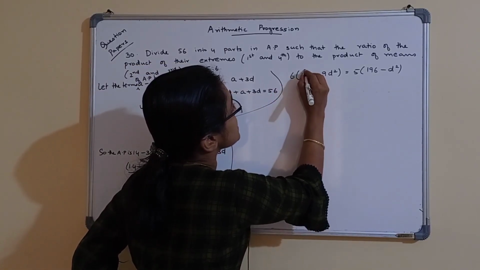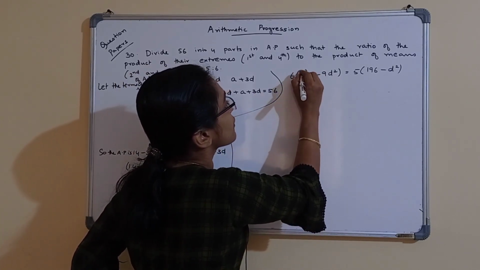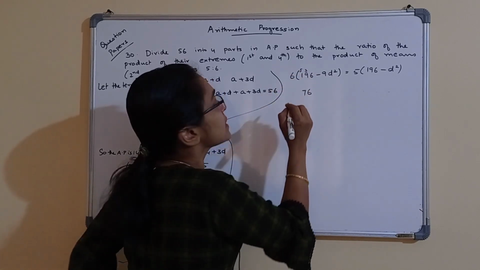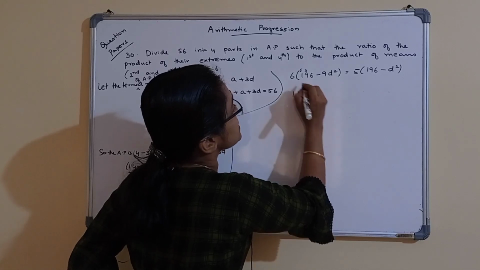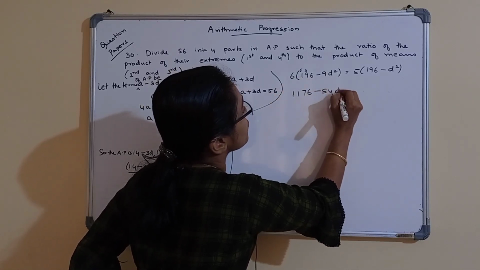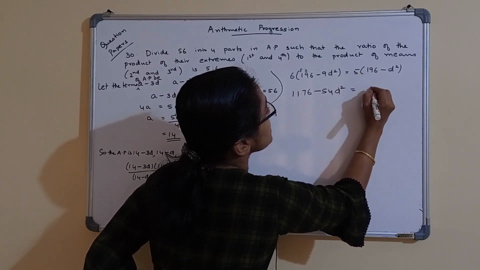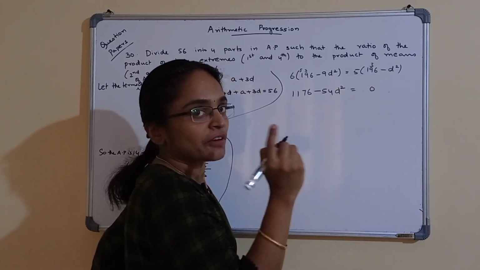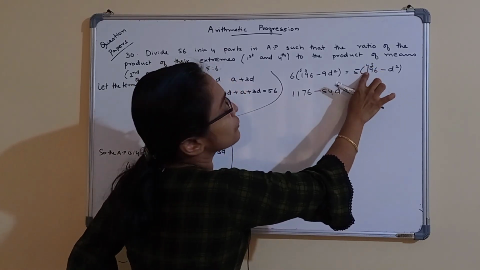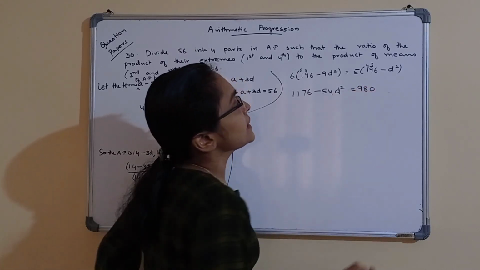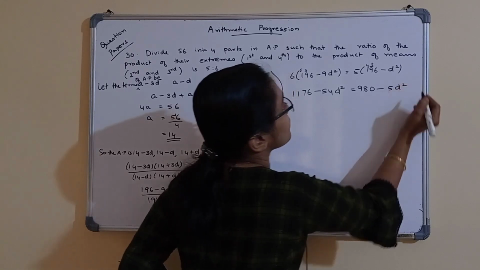Which means 6 into 196. 6 6s are 36, 3 carry, 6 9s are 54, 54 plus 3 is 57, 5 carry, 1 into 6 is 6, 6 plus 5 is 11. So 1176 minus 6 9s are 54, so 54d square, equal to 5 into 196. 5 6s are 30, 3 carry. 9 5s are 45, 45 plus 3 is 48, 4 carry. 1 into 5 is 5, 5 plus 4 is 9. 980 minus 5d square.